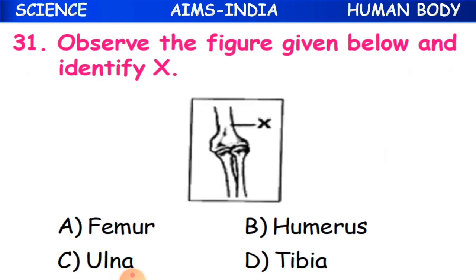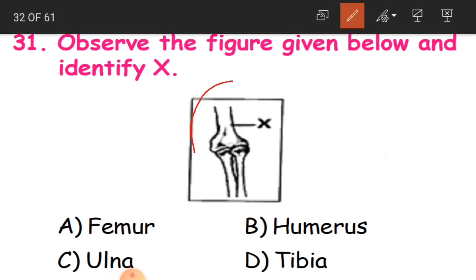Now, 31st question: observe the figure given below and identify X. See children, here is our picture, and we have to identify the X. What is this bone called? This is the bone actually. What is this X called? Either it is femur, humerus, ulna or tibia. So the answer is humerus. The answer is B option, that is humerus.